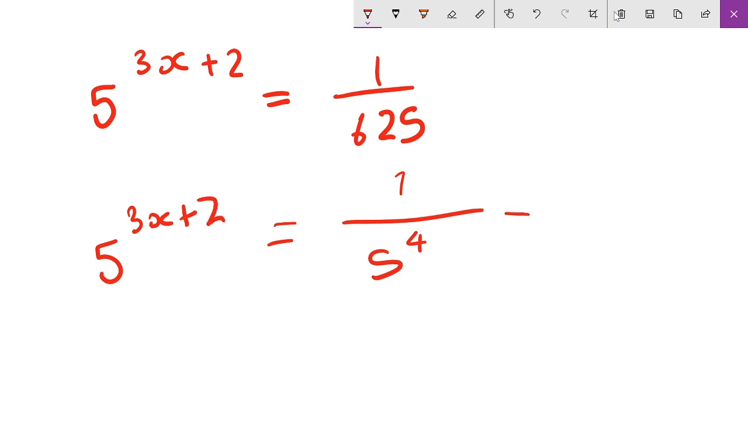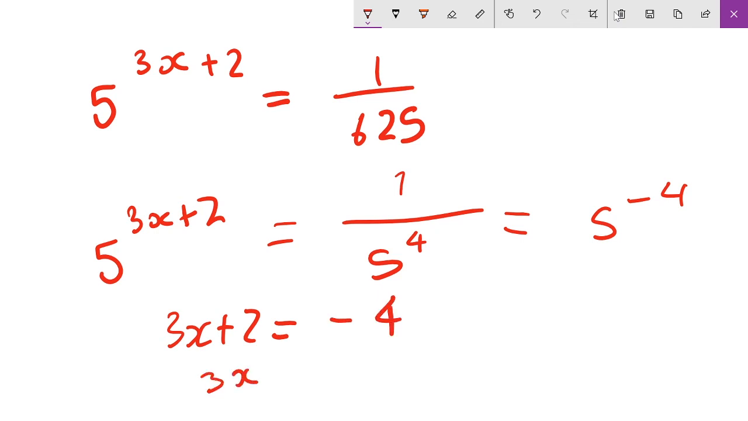And we can rewrite this as 5 to the negative 4. Now, we use the rule again and we get 3x plus 2 equals negative 4, and then we get 3x equals negative 4 minus 2, which is equal to negative 6. 3x equals negative 6, therefore x equals negative 6 divided by 3, which is going to be negative 2.